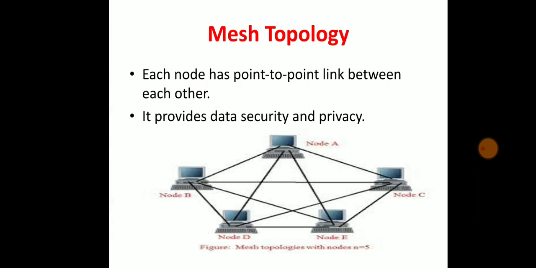Next one is the mesh topology. In this topology, each node has a point-to-point link with every other node. It means that all the computers are connected to each other. It provides data security and privacy. We can send data directly from computer A to computer B, or computer A to computer E. Your data is not seen by the other computers, but in the previous topology the data can be accessed by other computers also. So this is the most relevant and secure data transmission topology, so it is used mostly.